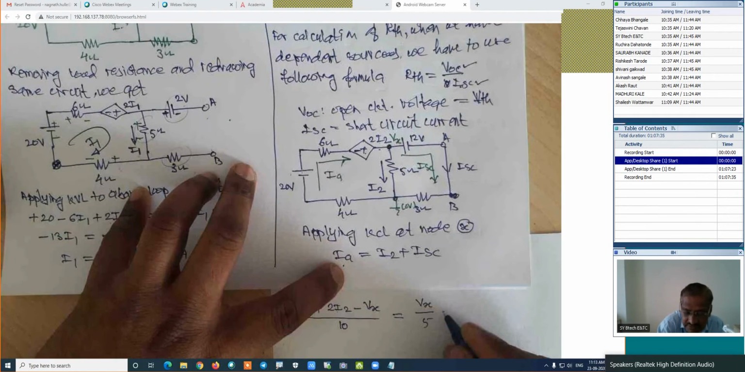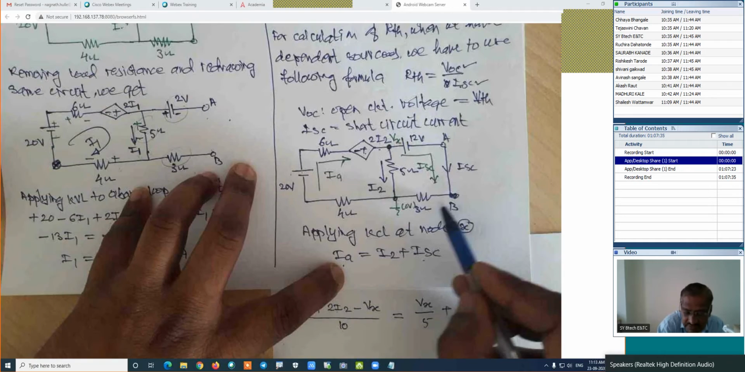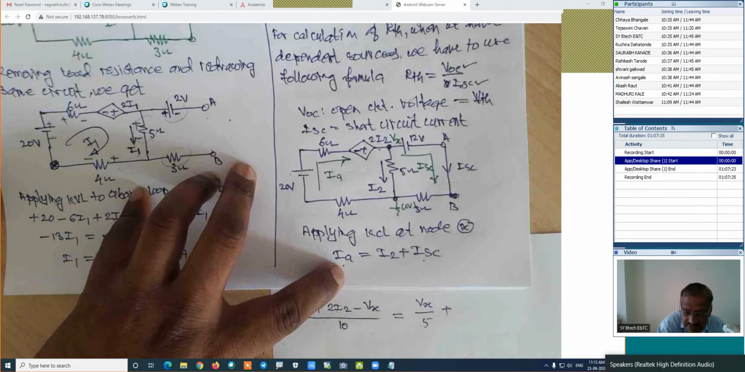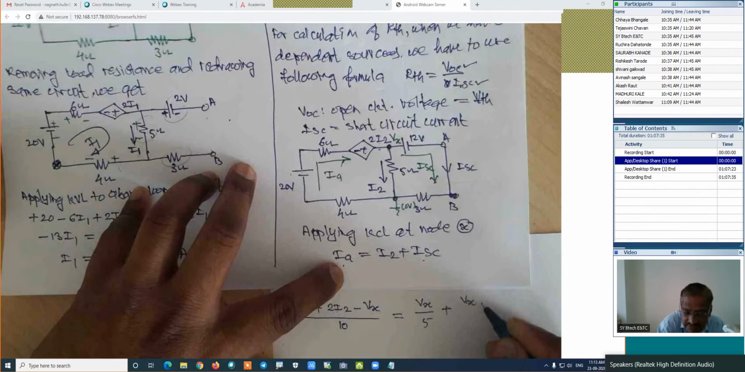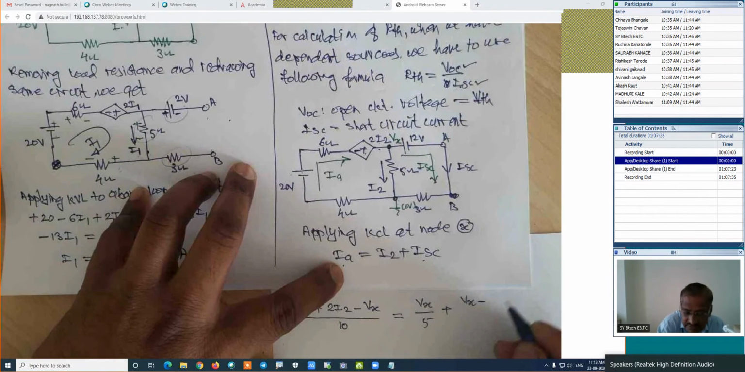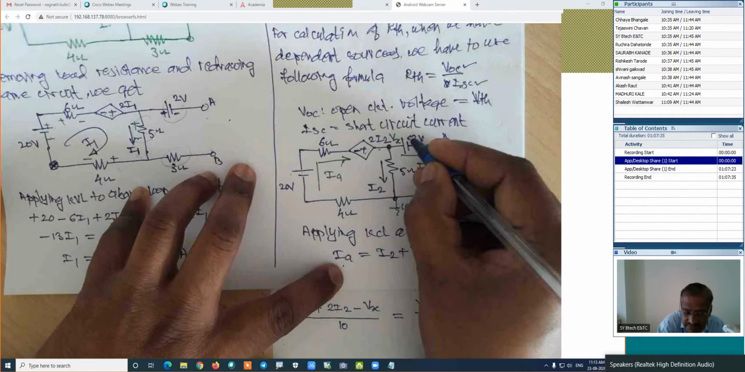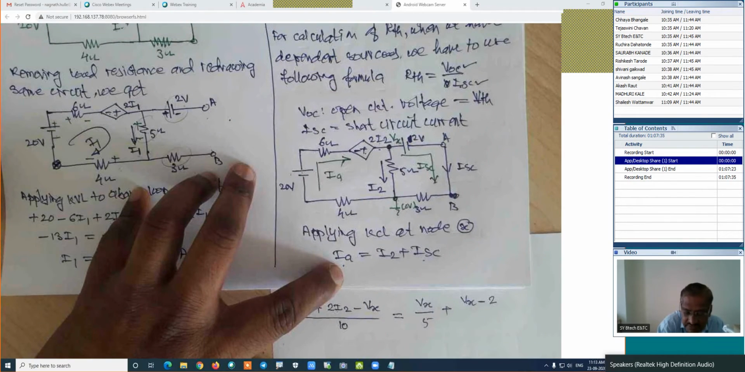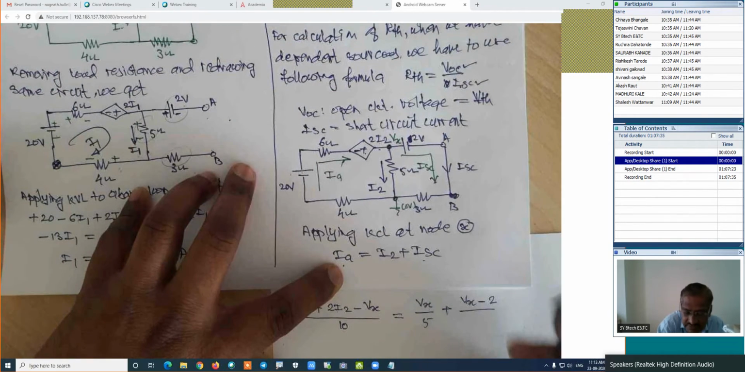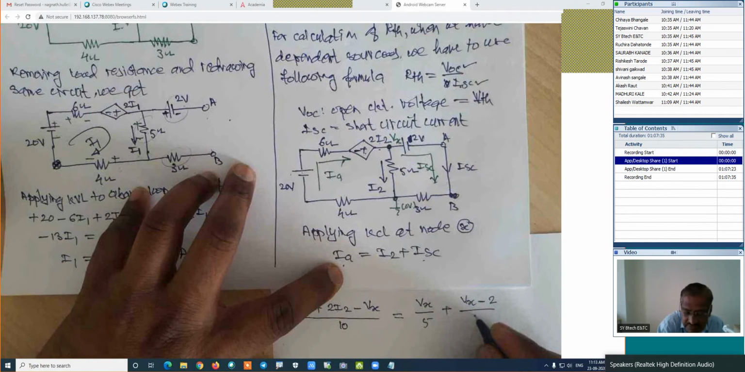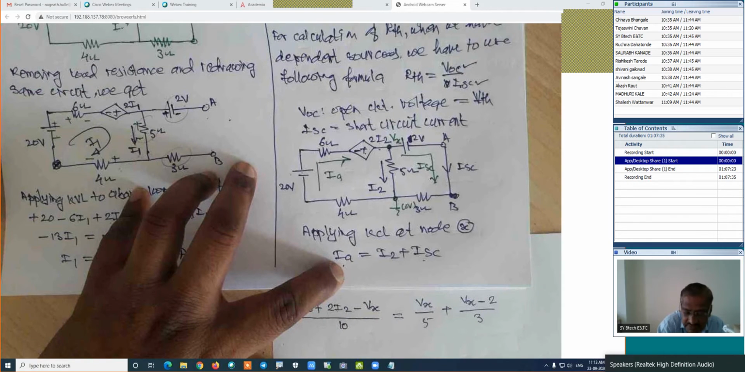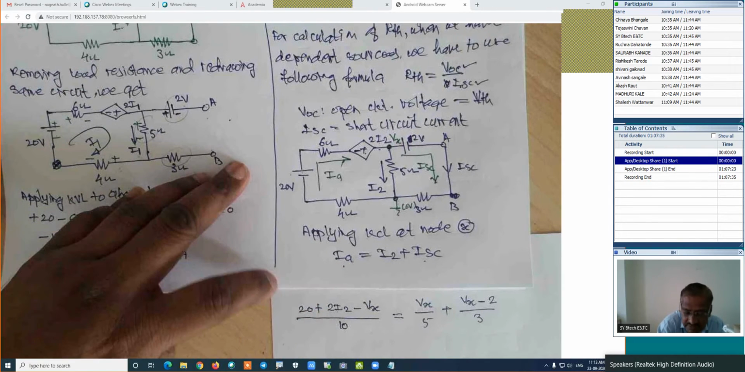Plus ISC is the current in this branch. How much is this value? This is Vx. This is Vx. Positive to negative we are traveling means minus. How much is that voltage? I guess it is 2 volt. Is it right? This is 2 volt, not 12. This is 2 volt. Is it right? Divided by the resistance of this complete path. The resistance of this complete path is 3 ohm. Is it right? Now simplify this equation.